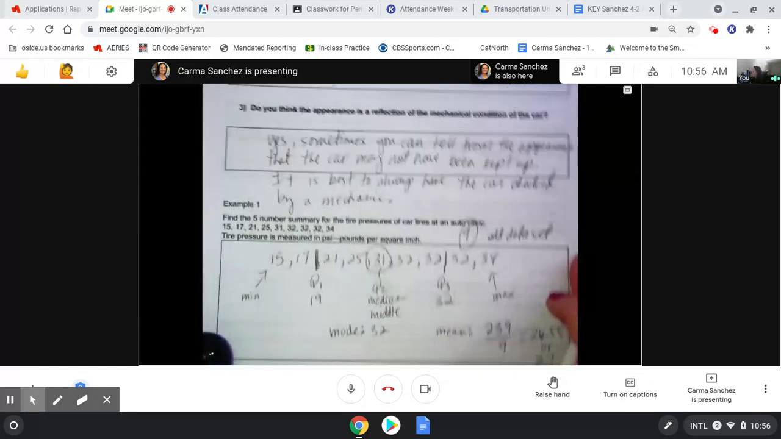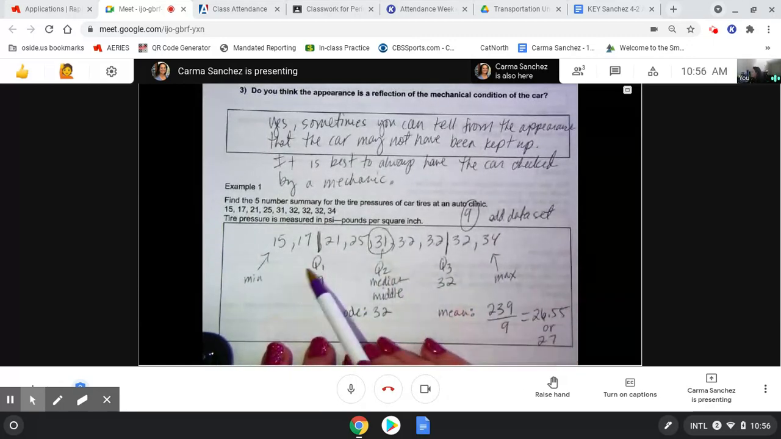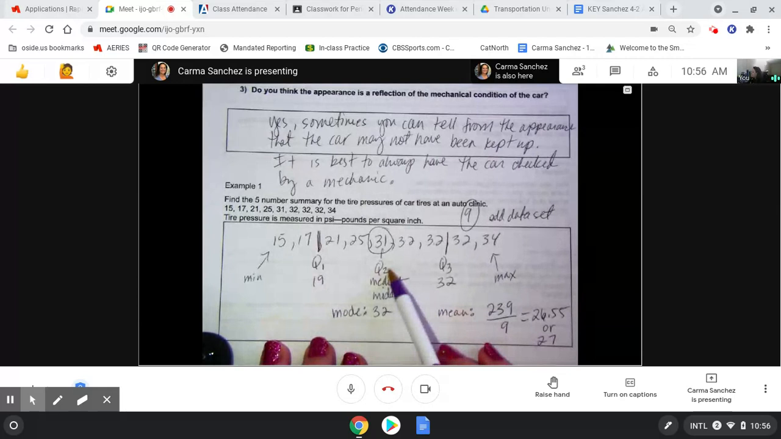Okay, so how were you on all those pieces? Were you good with getting the min, the max, the Q1, 2, and 3? Were you good on the mode and the mean? Okay, let's go look at example 2.